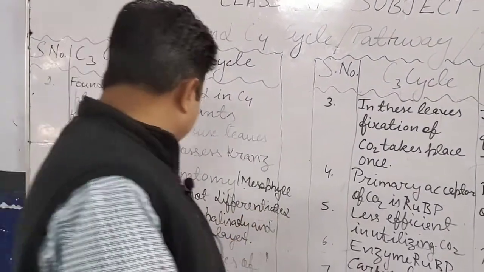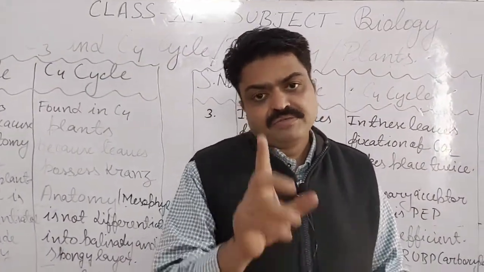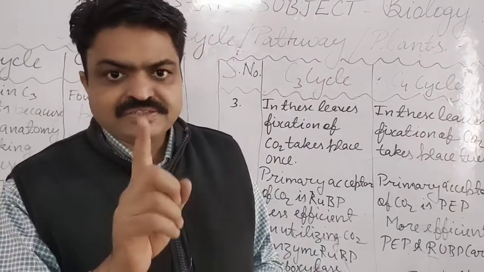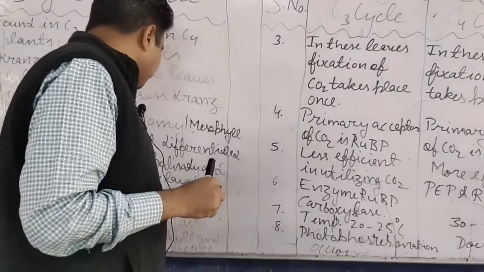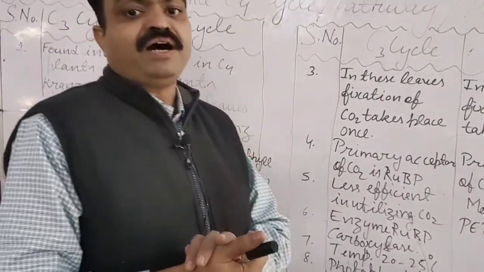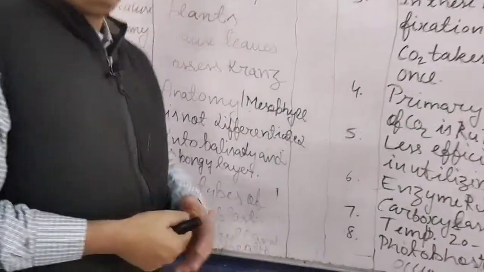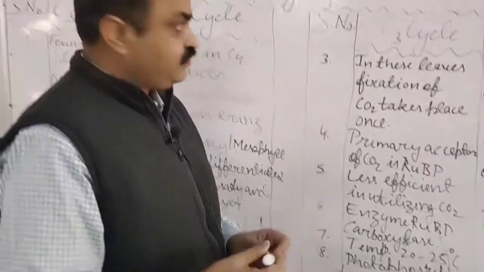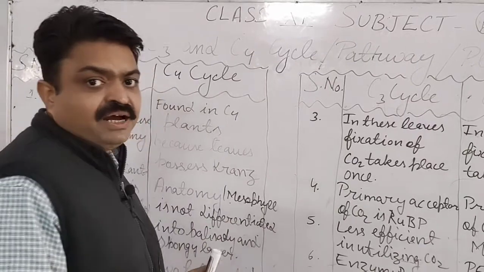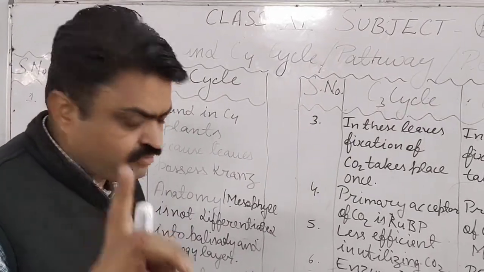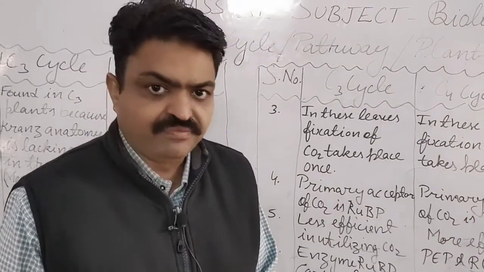Second difference, student: C3 plants have only one type of chloroplast in their leaves, in which photosynthesis takes place. But in C4 plants, two types of chloroplast are involved. The first is found in the mesophyll and the second is found in the bundle sheath. So in C3 plants one type of chloroplast is involved, but in C4 plants two types are involved.